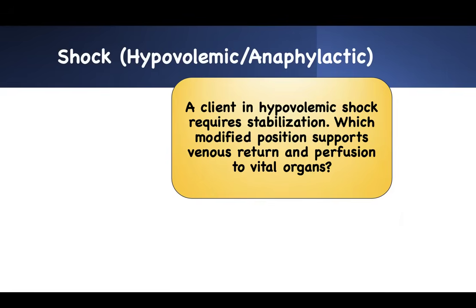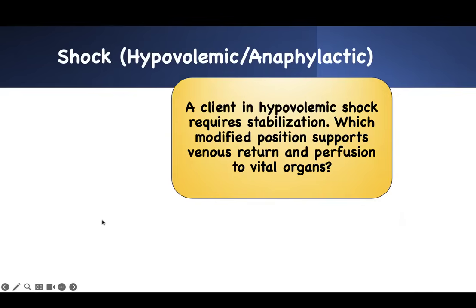Which modified positions support venous drainage and promote perfusion to organs? If you're in shock, we want more blood to go to the brain and then to your heart. Therefore, how do we do that? We call it modified Trendelenburg. You elevate their legs, and you keep their trunk flat.